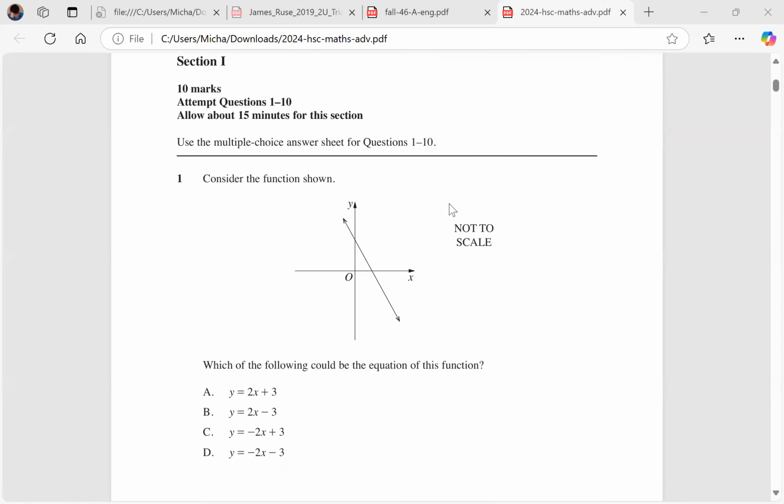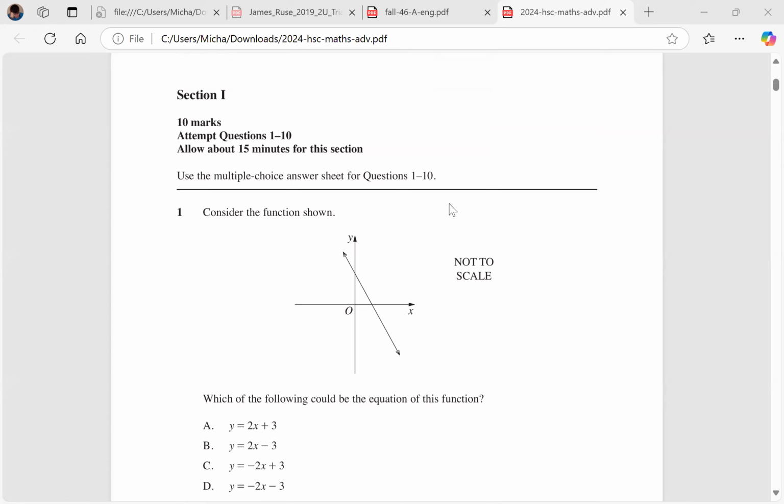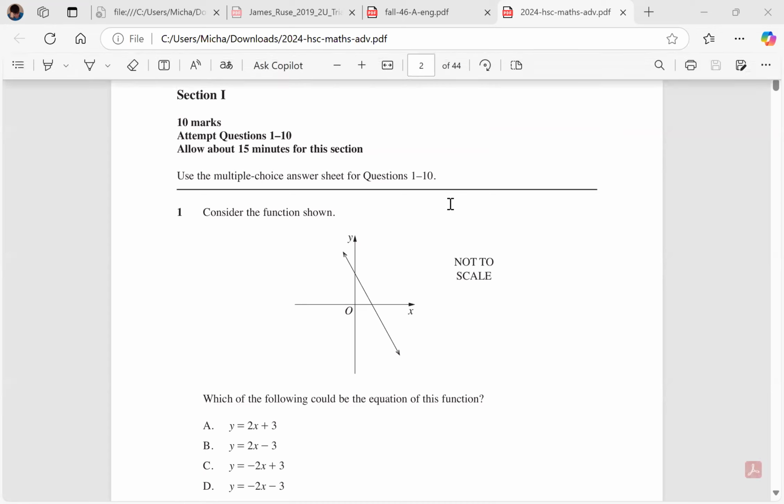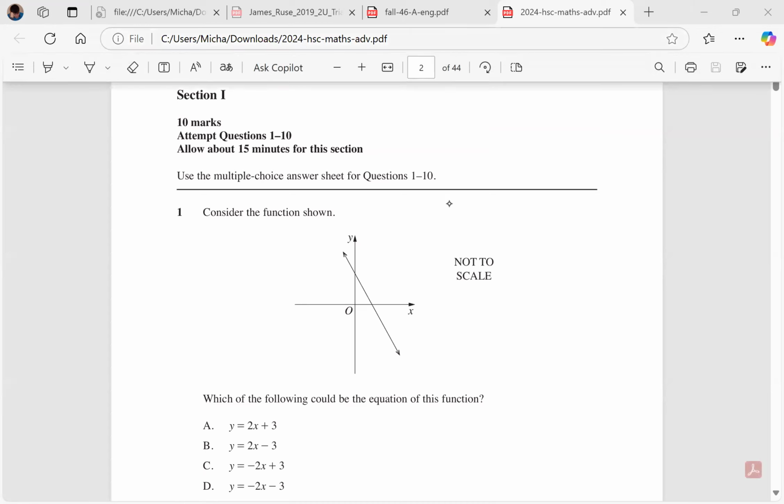Okay, so this is the 2-unit paper for 2024. It just happened a few weeks ago. Let's look at the multiple choice section.